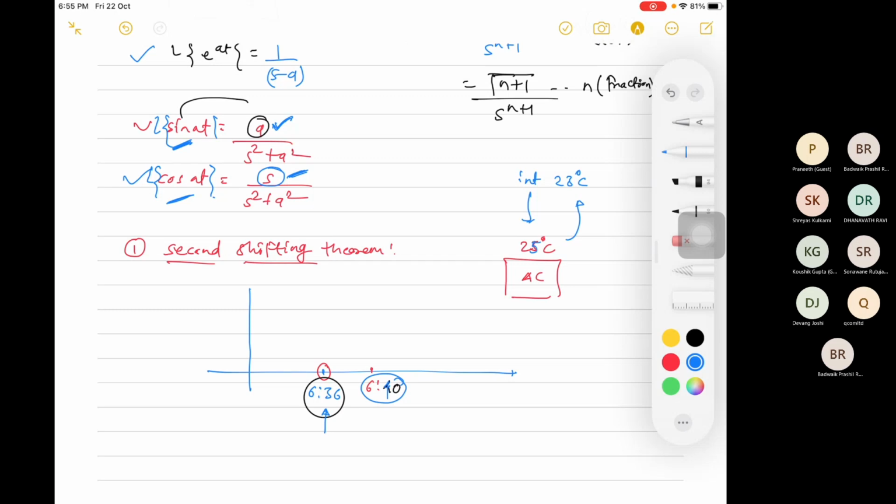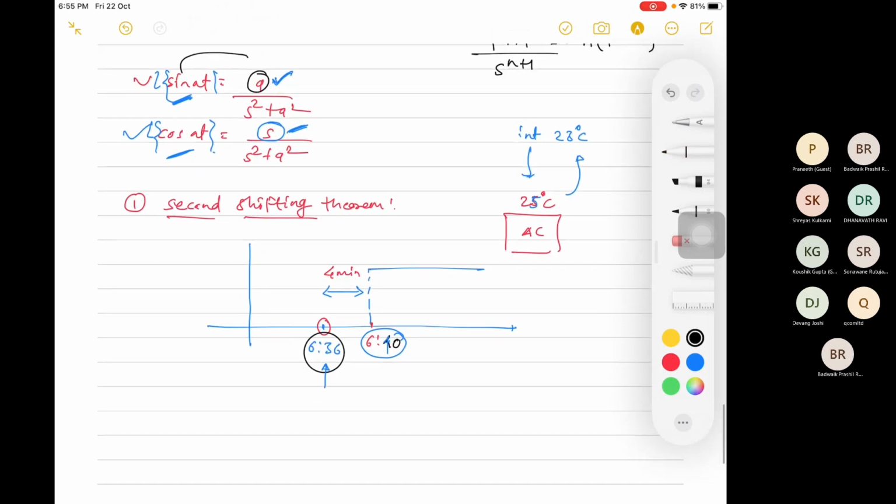That means my input response has lagged by how much time? It is 4 minutes of lag, right? So if there is any kind of lag in the system, at that time you need to use the second shifting theorem. What is the definition here? The Laplace transform of f of t is equal to F of s, right? Here I am writing it: this is small f of t, my function, and this is capital F of s.